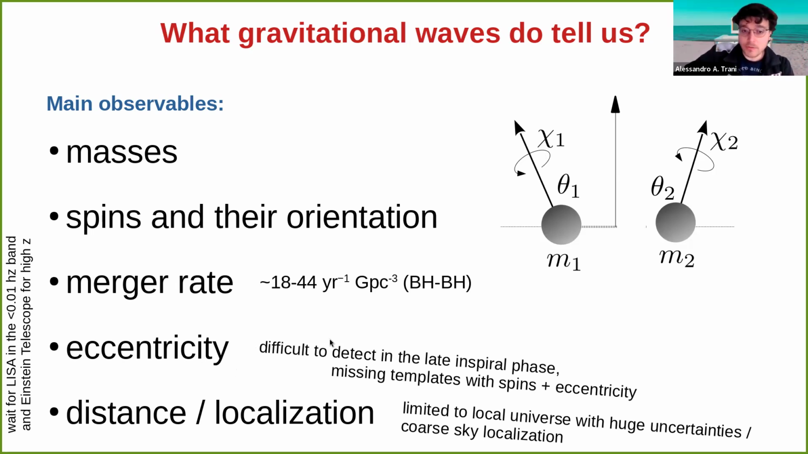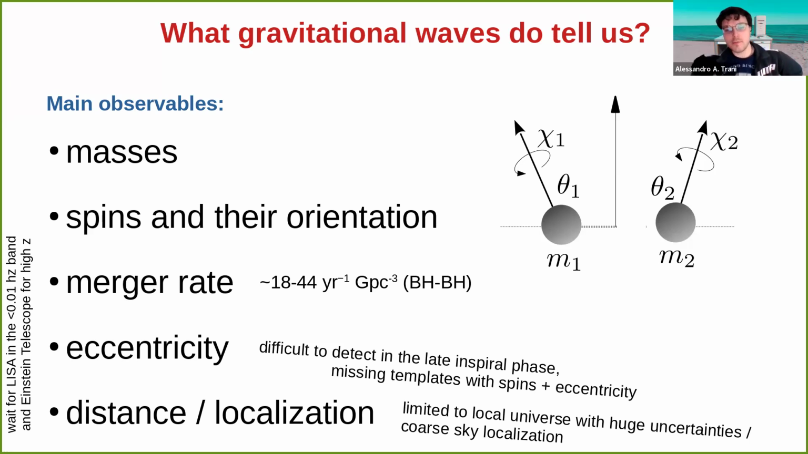In principle, we would be able to detect the eccentricity of the sources. I mentioned at the beginning that we have circular binaries, but this is just a simplification. Unfortunately, at the moment, it's quite difficult to detect the eccentricity in the late inspiral phase. One reason is that gravitational wave radiation tends to circularize the binaries, and by the time they merge, they're most likely quite circular.